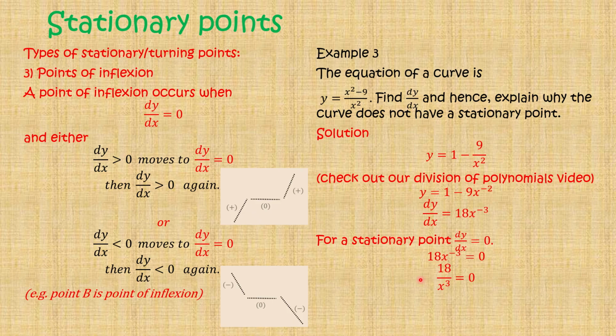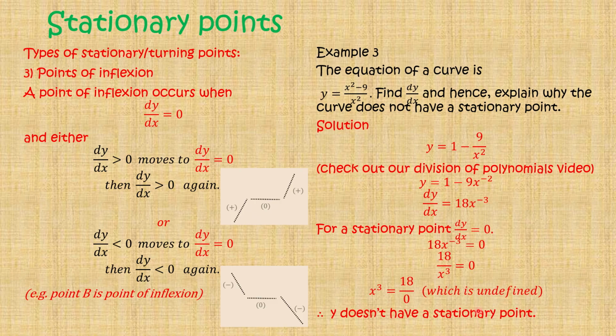Well, you can see what would happen, but anyway, let's play around with it. Expressing x cubed as being equal to 18 over 0. So we know that any number divided by 0 becomes undefined. That is to say that we cannot find solutions for x. With that, it implies that y does not have a stationary point. So we have proved that. And that's how we answer the question.